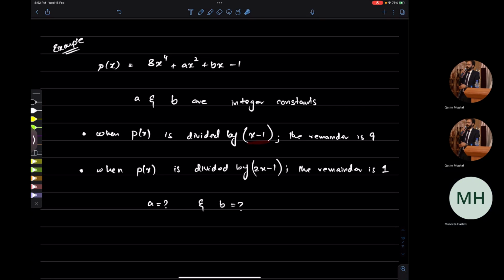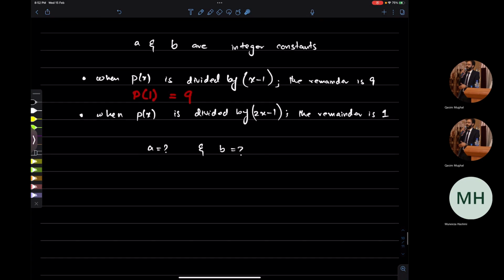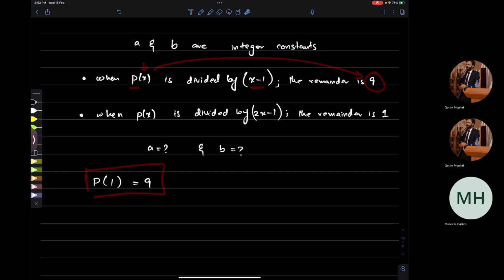Positive 1. So P of 1 should give you 9, isn't it? P of 1 should give you 9. Change the sign, plug it into the polynomial, and this should give you the remainder, which is 9. Got it? Yes, sir.